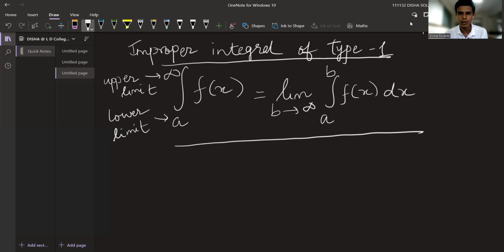And this b would tend to infinity. You can clearly see from it this b is tending to infinity. So we write b here and we take the limiting conditions: limit b tends to infinity of f of x dx. Let me illustrate this with an example.